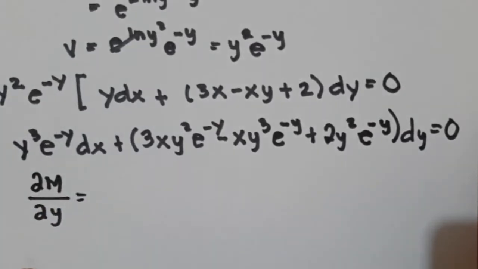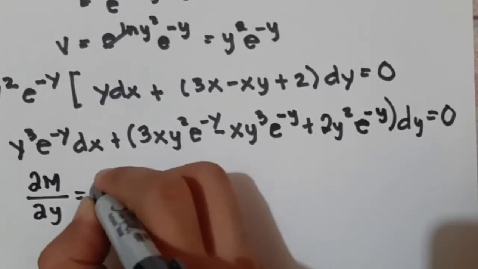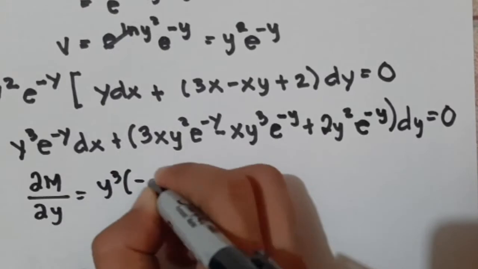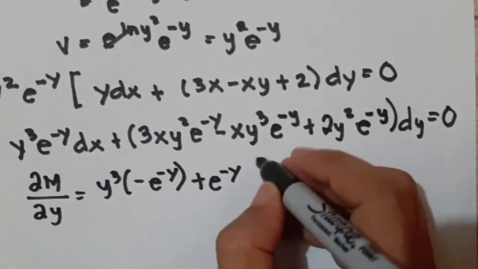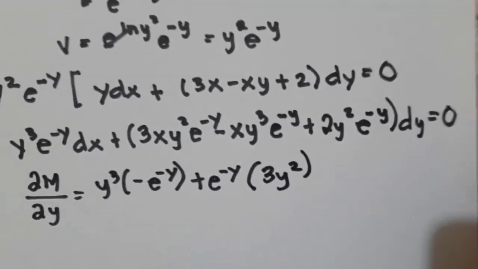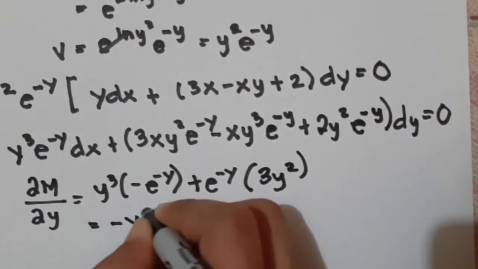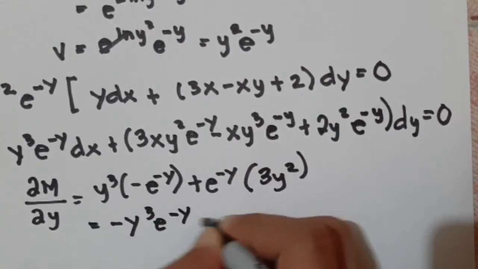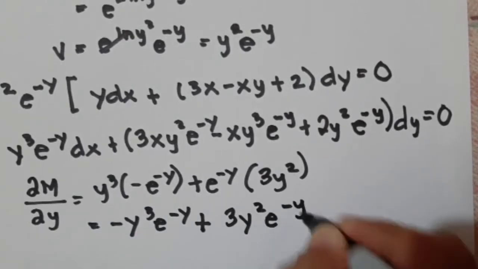We test for exactness with respect to y. So we will have the derivative of a product, that's y cubed times negative e negative y plus e negative y times the derivative of y cubed, that is 3y squared. Simplify this equation, that will result to negative y cubed e negative y plus 3y squared e negative y.